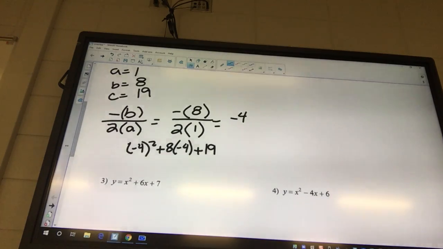Here's parentheses. And then there's the negative. Close it, square. 3.